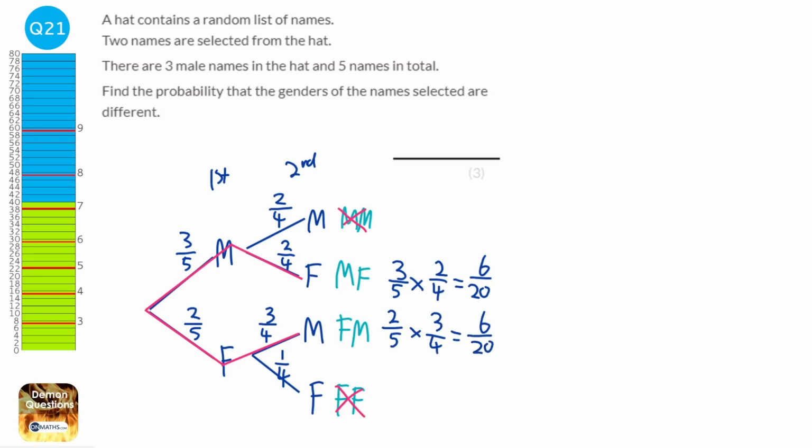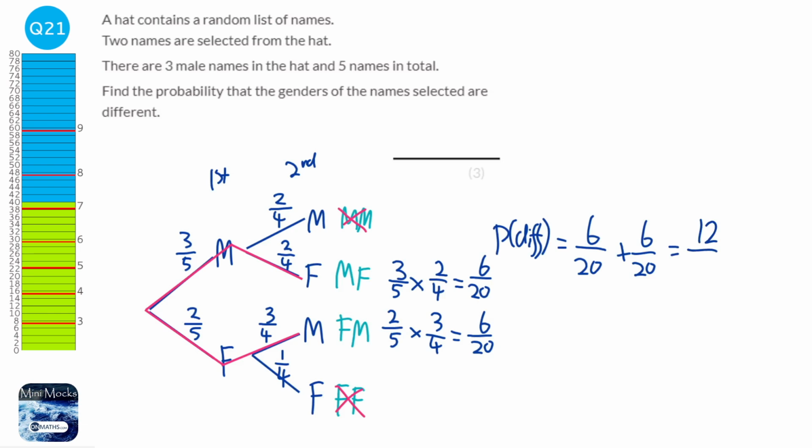Now we're looking to see whether it was male and female or female and male. And the word or in probability means add. So it'd be 6/20 plus 6/20. And this is the probability of different. Which will be 12/20. Now 12/20 will cancel to 3/5.